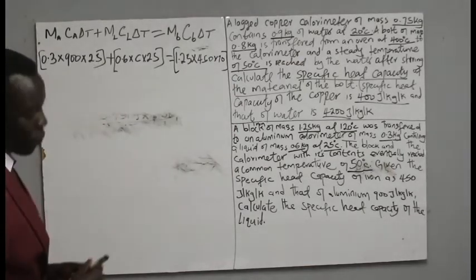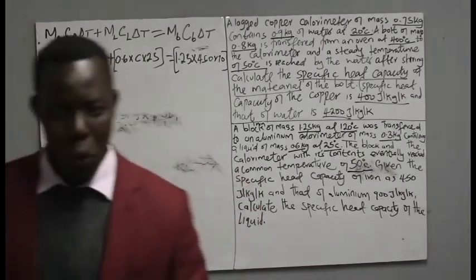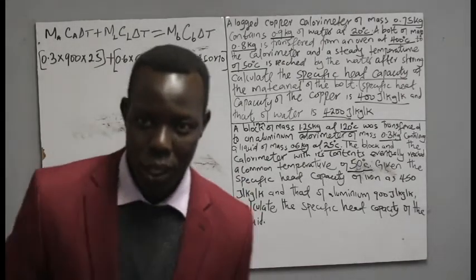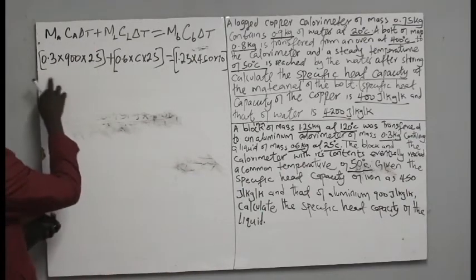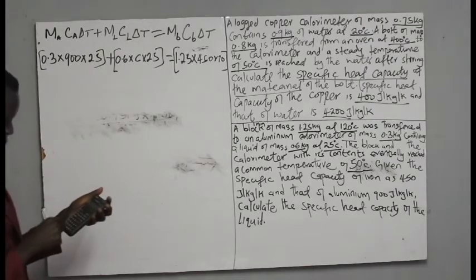Let's now do it. Up to where we are now, in fact, you are not the one to do it. It's your calculator to do it. Just key in those values. Your calculator will do it. 0.3 times 900 times 25.